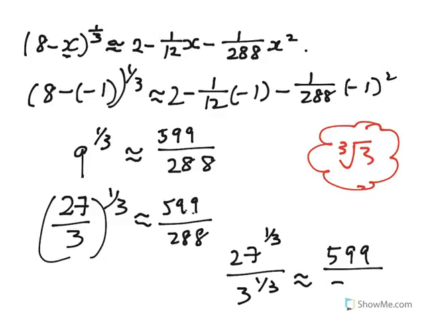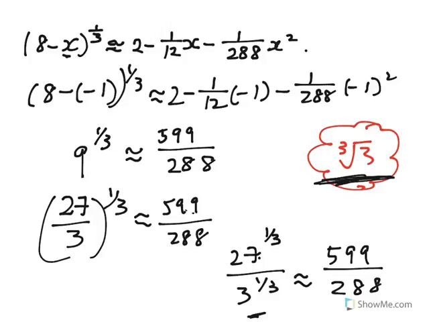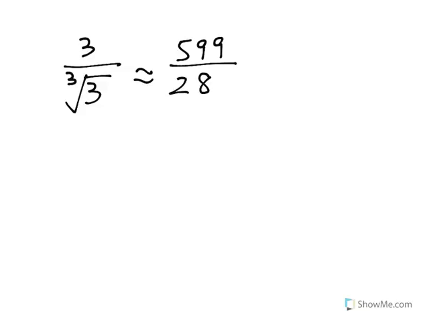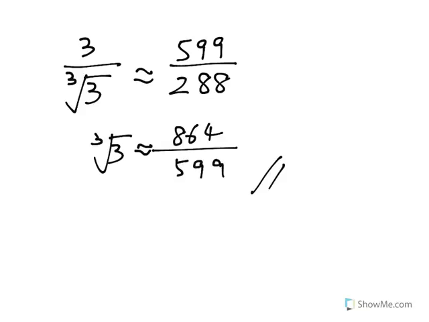Okay, so can you see that the object of our desire is just at the bottom, the denominator here? So next, what do we do? So this is the same. The cube root of 27 is just equal to 3, and this is the cube root of 3. So we're almost there. We just need to cross multiply, and 3 over the cube root of 3 will be 599 over 288. The cube root of 3 will be approximately 864 over 599. Okay, this is for part 2.